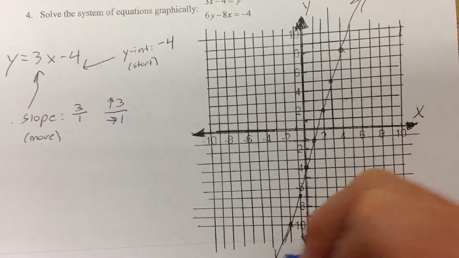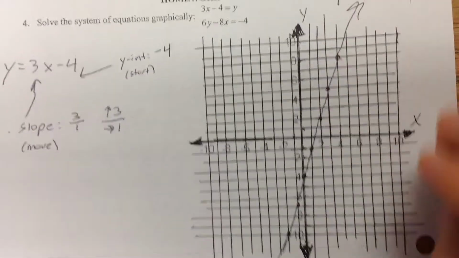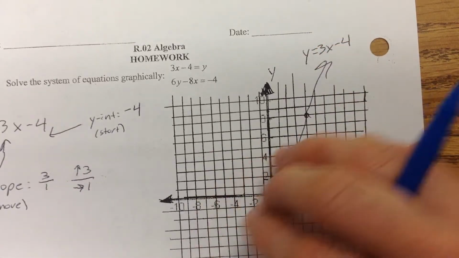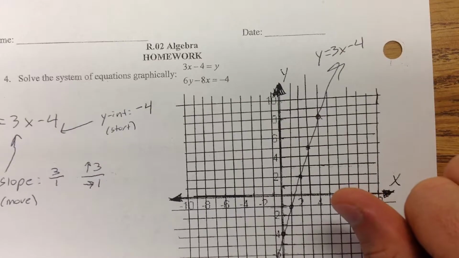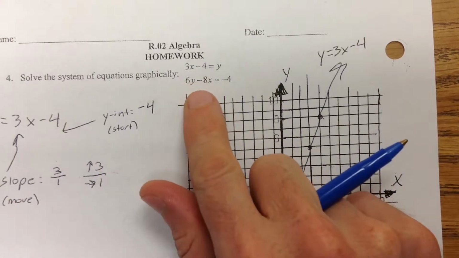Alright, I'm going to draw my arrows on both sides, and I'm going to put my label up top off the graph. The reason I'm putting it up here is because I still have another line to graph on here. So I don't want to put it right in the middle and then have it get in the way of my second line.